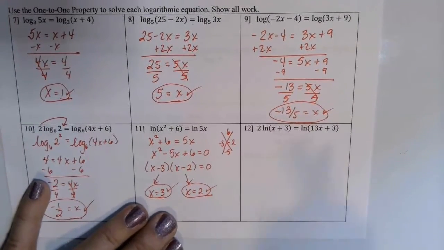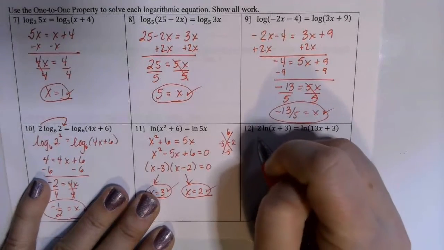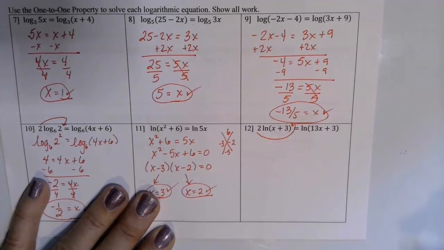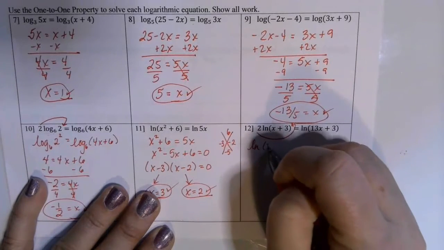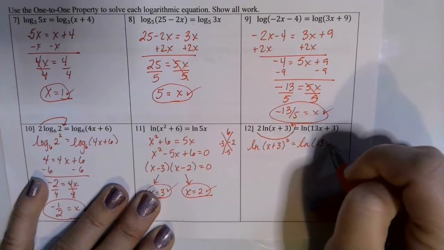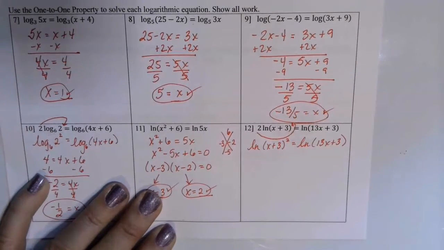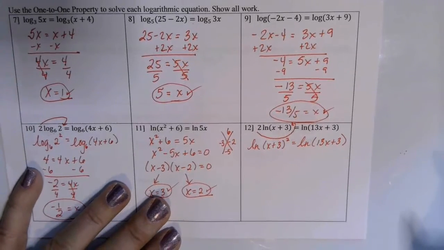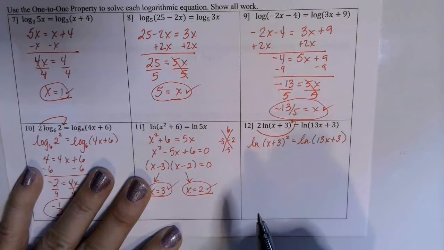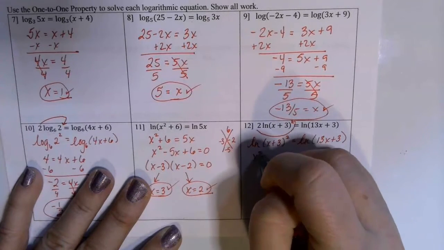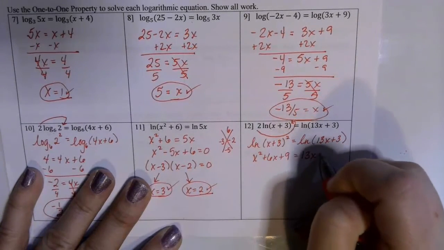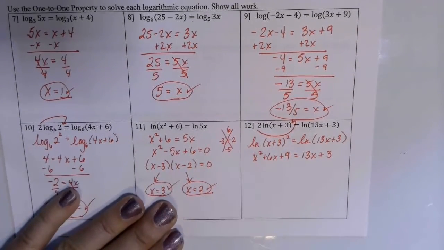Now in number 12, we're going to apply that power property again, where we take that coefficient and make it the exponent on the argument. So we'll have a natural log of the quantity x plus 3 squared equal to the natural log of the quantity 13x plus 3. Then we can apply the one-to-one property and set the arguments equal to each other. x plus 3 quantity squared, that's a perfect square trinomial, so that'll expand into x squared plus 6x plus 9, and that's equal to 13x plus 3 using the one-to-one property.